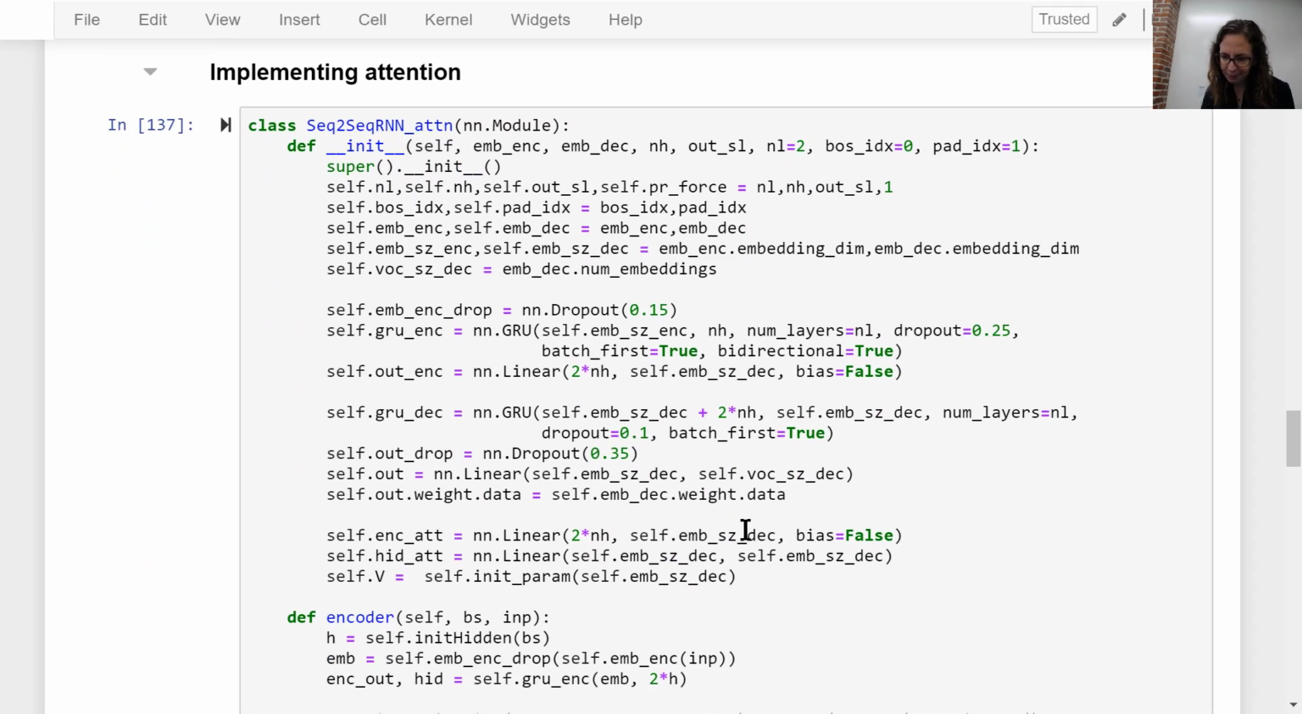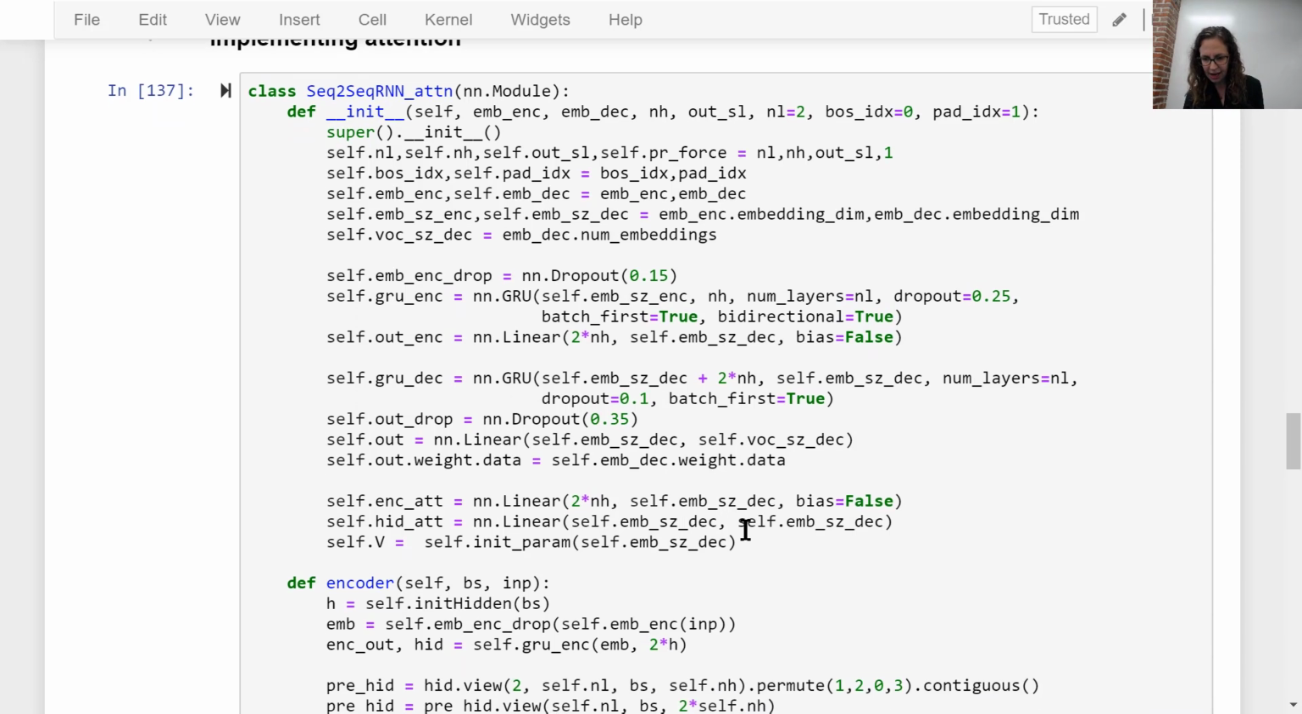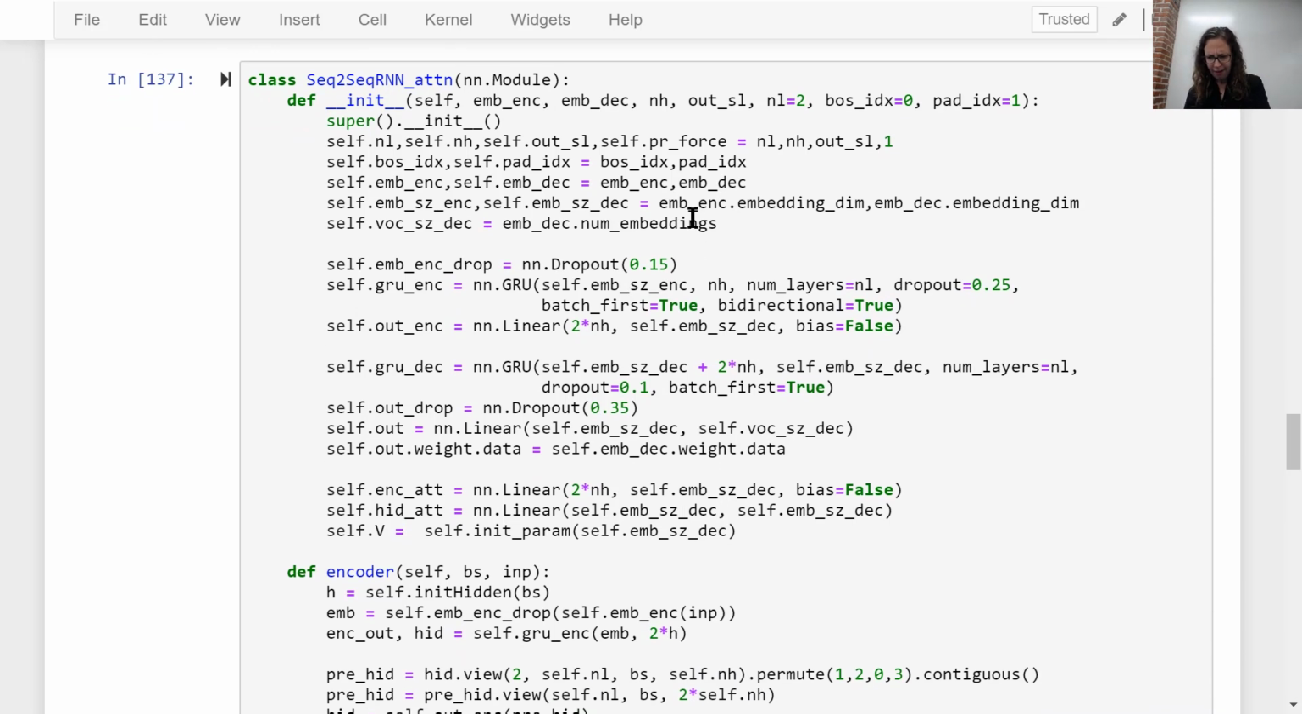And then here we implement attention. And so the key lines for this, we have an encoder and a decoder, which are both embeddings from before. Since this is seq-to-seq, we're using a GRU. Does anyone remember what problem GRUs address?